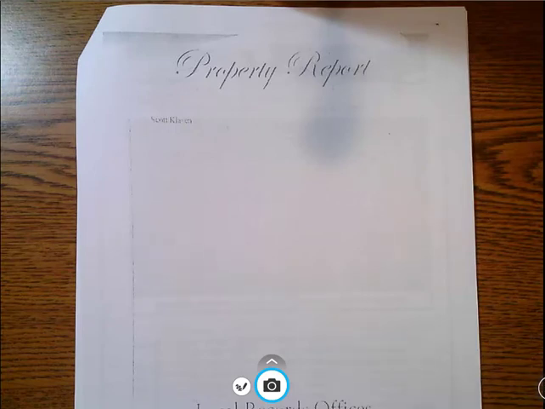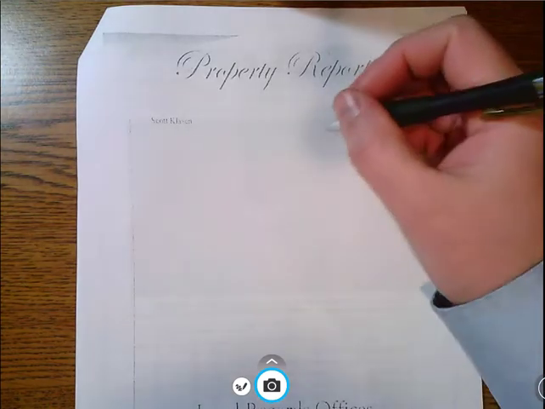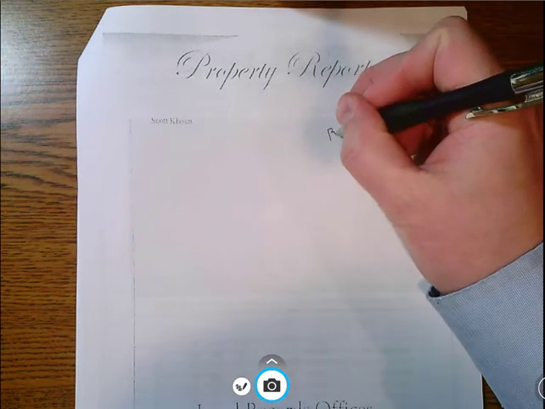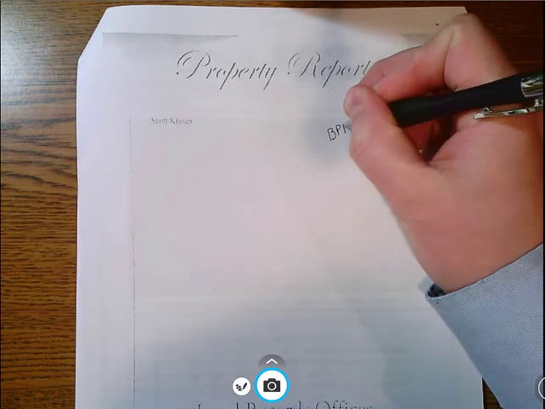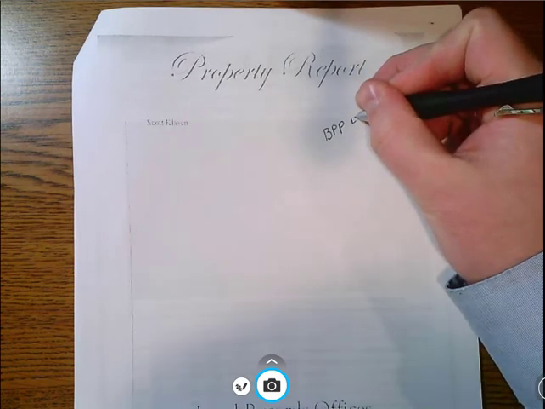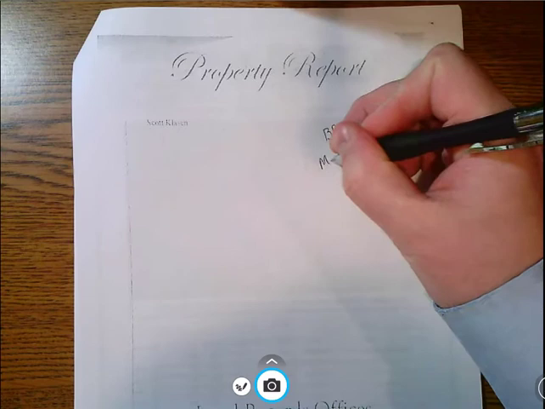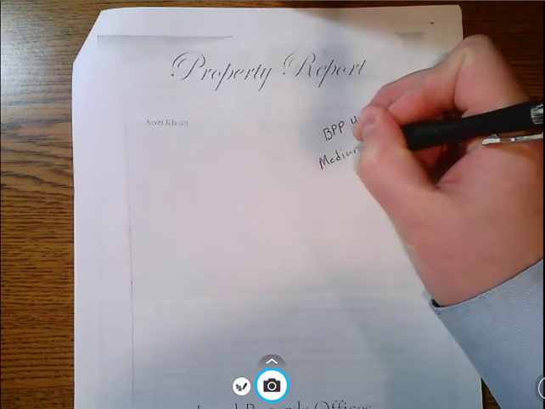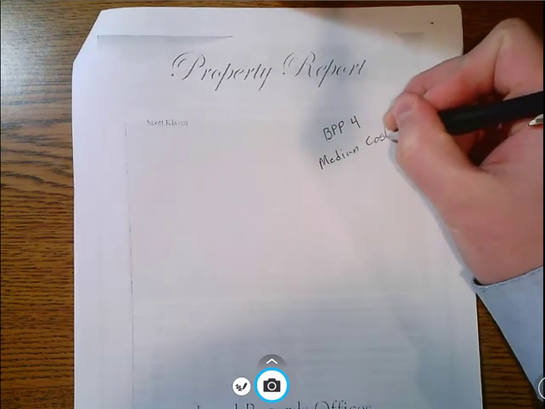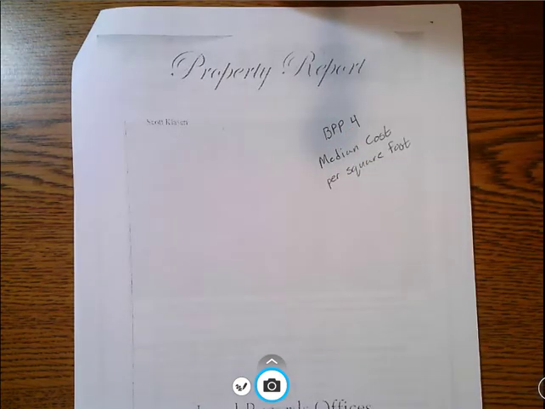So today what we are going to do is explore how to calculate the median value per square foot of a home. And this is going to specifically relate to the BPP4 project that I have in this series, and this is for the median cost per square foot. Specifically, I'm going to get into tools that appraisers use to get a basic idea of what a home is worth in a given area.